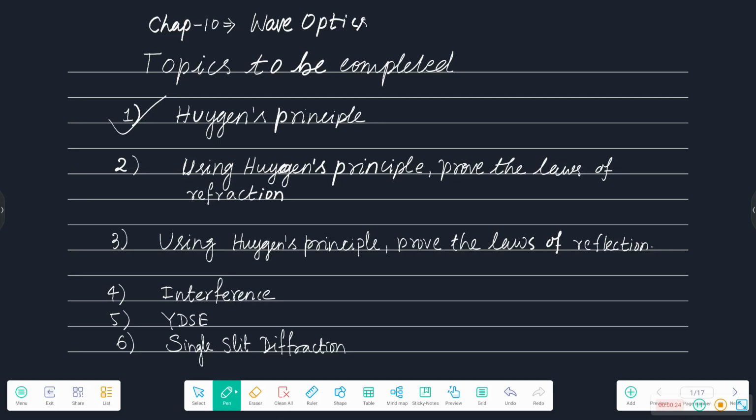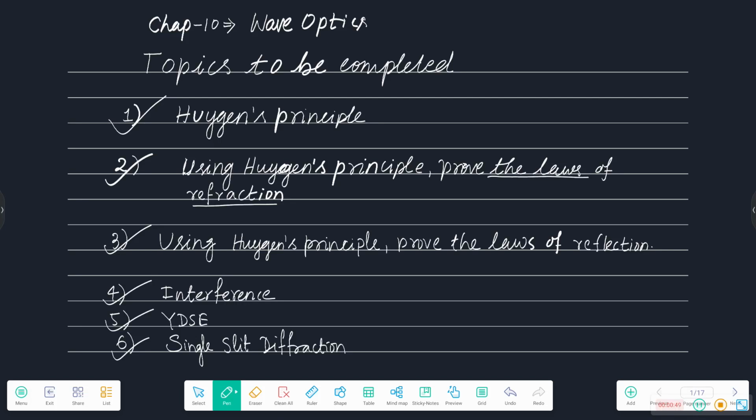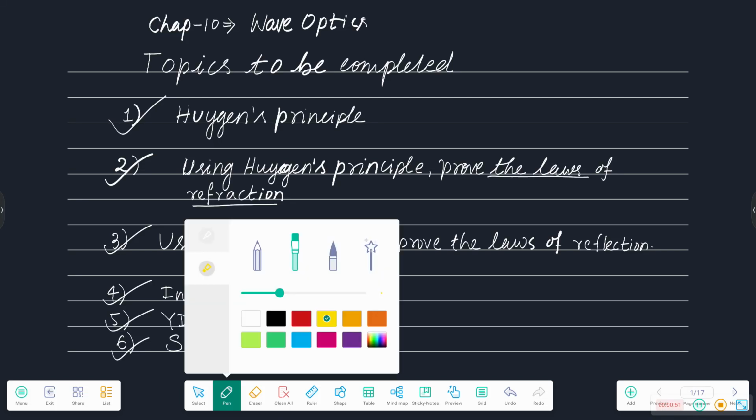First, Huygens principle. Next, using Huygens principle, prove the laws of reflection and refraction. First we'll see refraction, after that reflection, then interference, then YDSE, Young's double slit experiment, and a single slit diffraction. Also we'll see. Okay, so all of you see first what about Huygens principle.